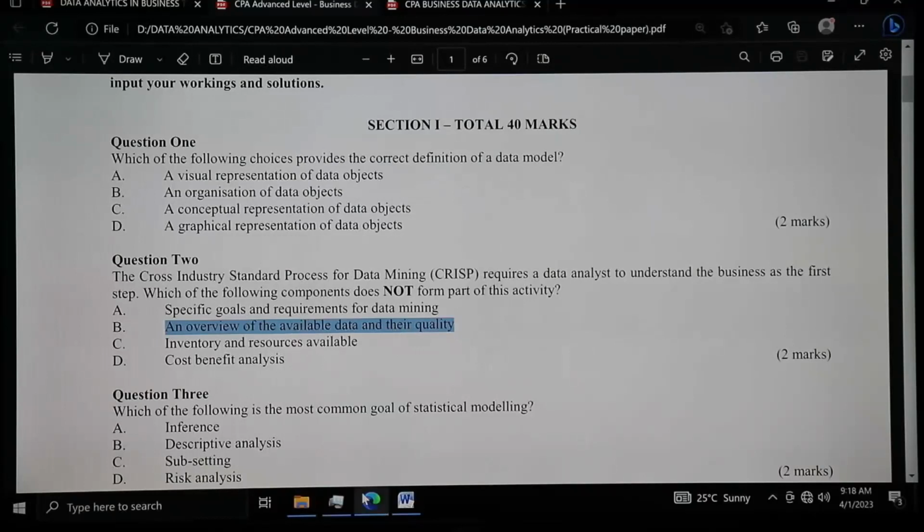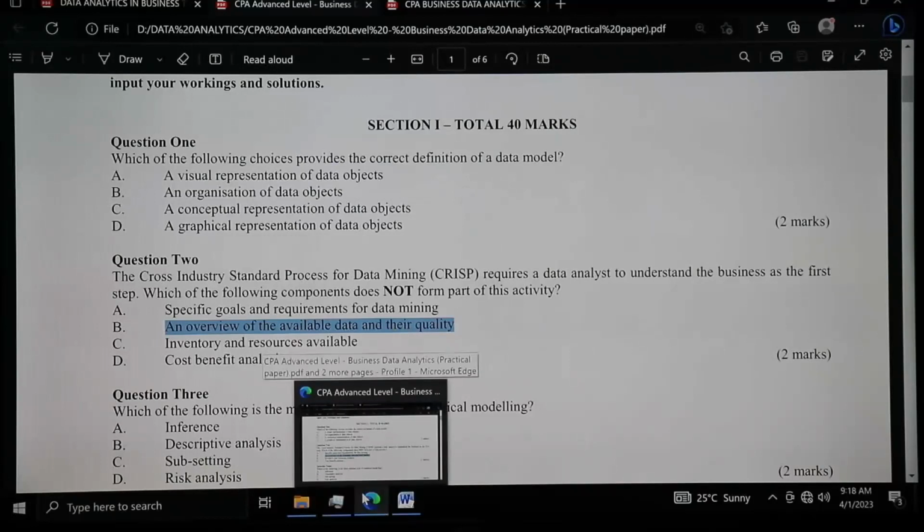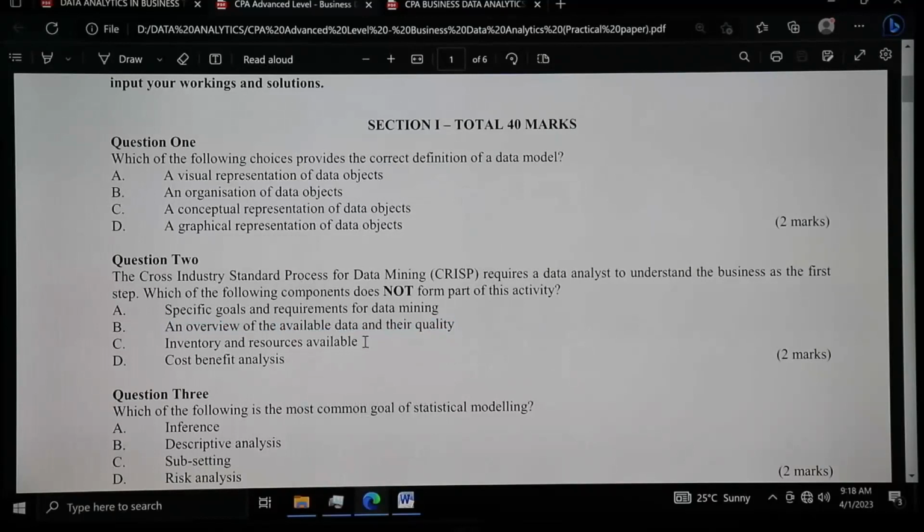So I don't know which one you select. Maybe you can argue out and come up with one. So which one do you think will not form part of understanding the business? So now here, referring to the first stage of data, that is business understanding.